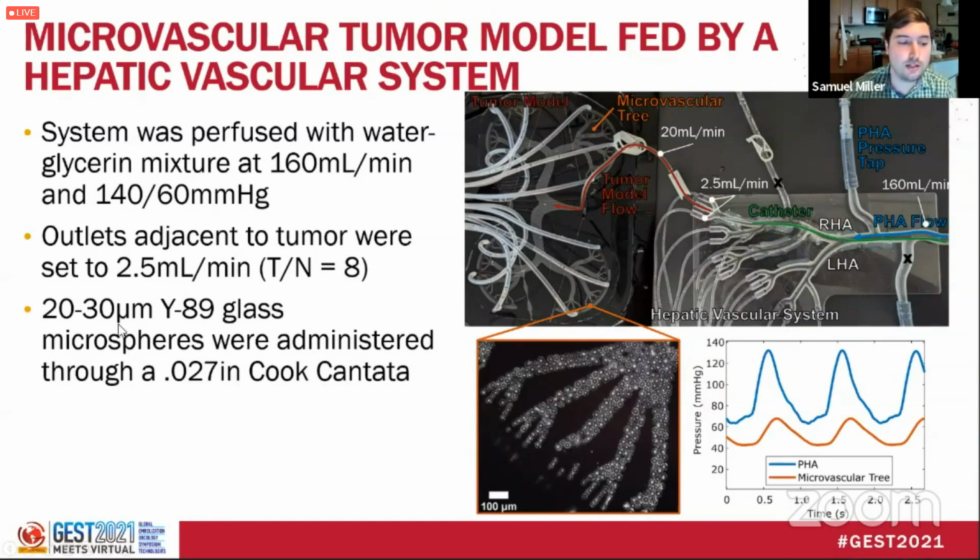For our studies, we used 20 to 30 micron Y-89 glass microspheres that were administered through a 0.027 inch Cook catheter that was placed within a 2 millimeter caliber artery, feeding the tumor and a portion of the normal liver tissue.